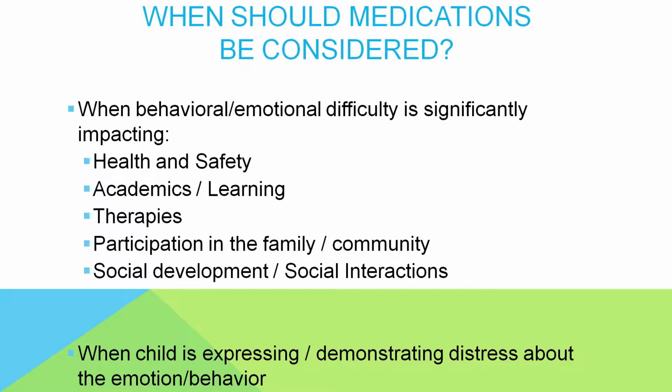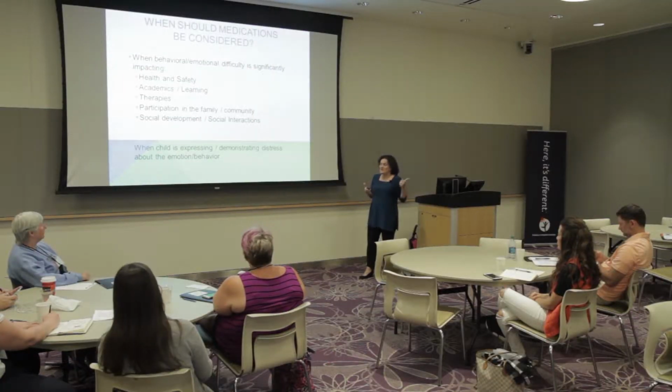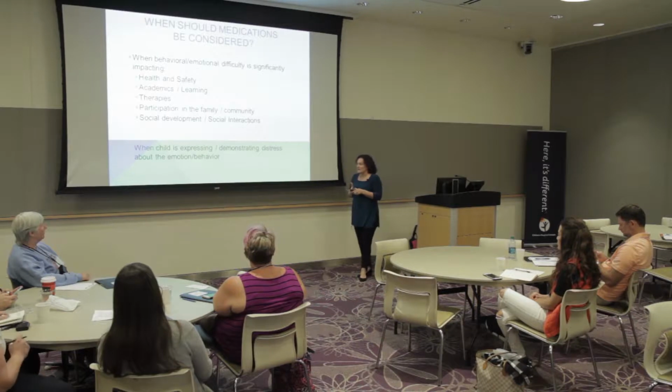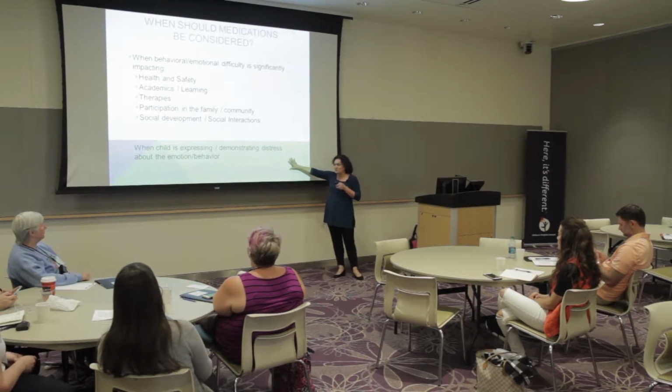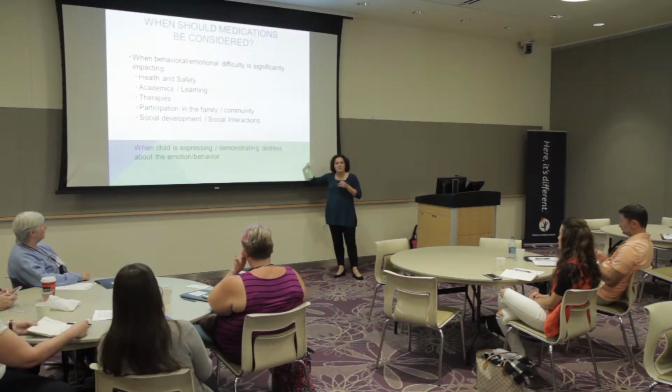It doesn't mean, again, that it's necessarily going to be started. The areas are health and safety concerns, academic and learning concerns, therapies, participation in the family and community, social development or social interactions, and then obviously when the child is expressing or demonstrating distress about the emotion or behavior. We're going to go through all of these in more detail so you get the idea of what I mean by impacting and significantly impacting. The important thing is that it doesn't have to be all of them, right? We just have to think about the behavior in all of these settings and then use that as a rule to figure out whether or not we want to move on with a trial of meds.